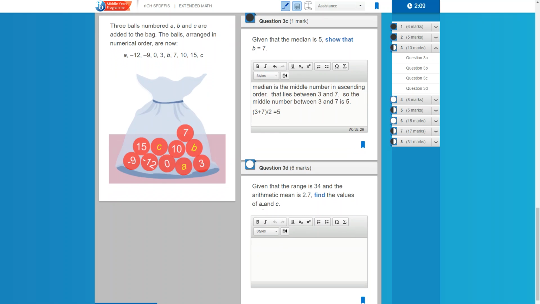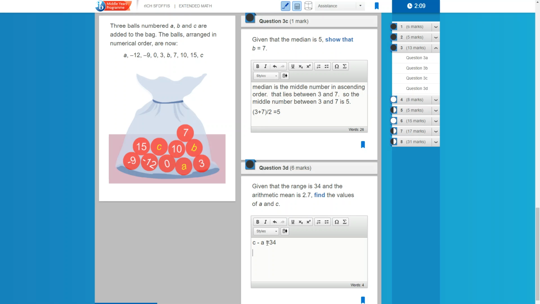Given that the range is 34 and the arithmetic mean is 2.7, find the values of C. Right, what is range? The largest number take away the smallest. Okay, so what's the largest number? C. Right, what's the smallest number? A. So C take away A equals 34, so you get a mark for doing that.